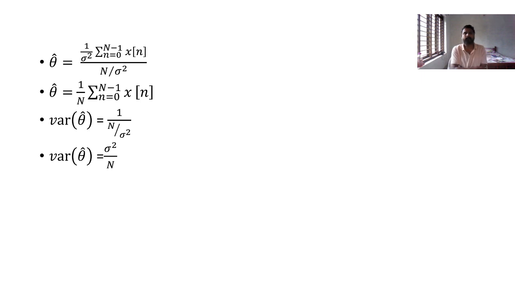Okay, so this is how we are calculating the BLUE, that is theta cap, as well as the minimum variance, that is variance of theta cap, which is nothing but sigma square by n. Next we can see another problem, the second problem: DC level in uncorrelated noise. Same procedure, only in uncorrelated noise.